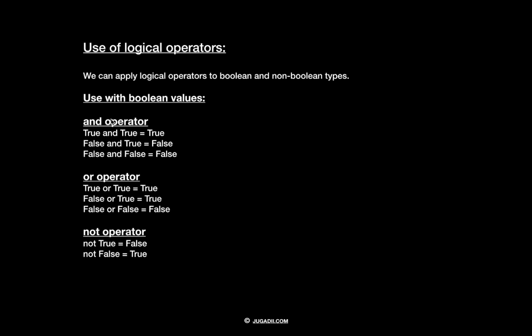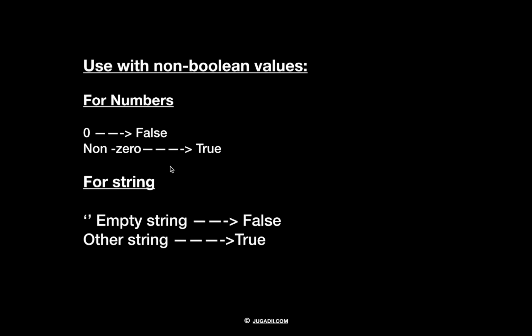Here I have also shown the output. Use of logical operators with non-Boolean values. For numbers, 0 means false and any other number means true, whether it is an integer, a complex number, or a floating point number. I will show it in the example, don't worry about that. For strings, an empty string means false and any other string means true.